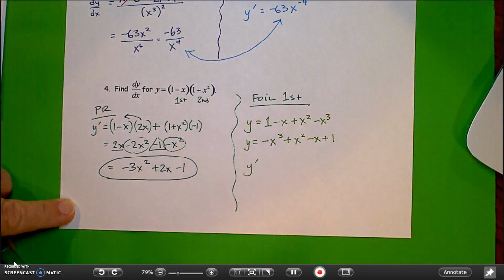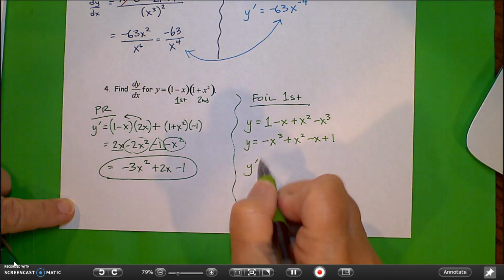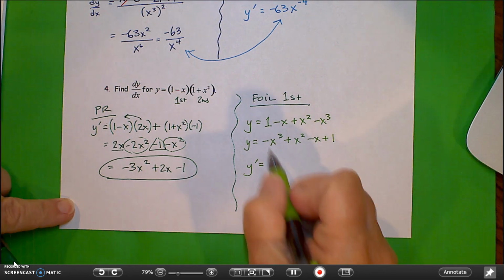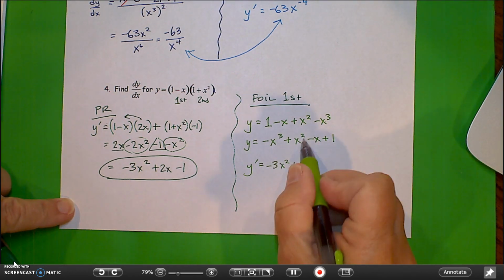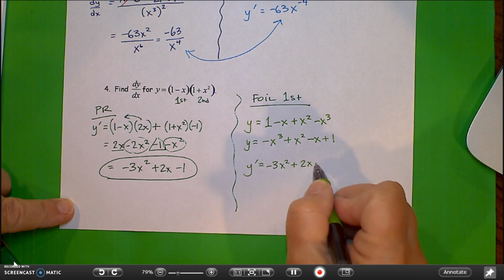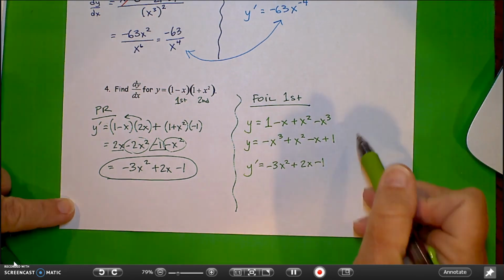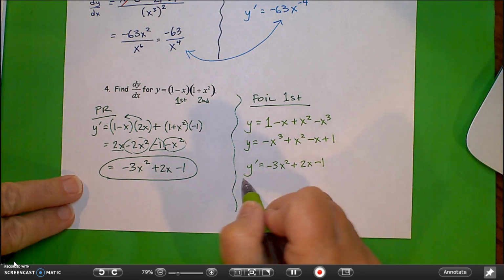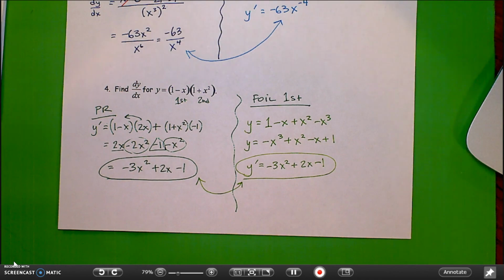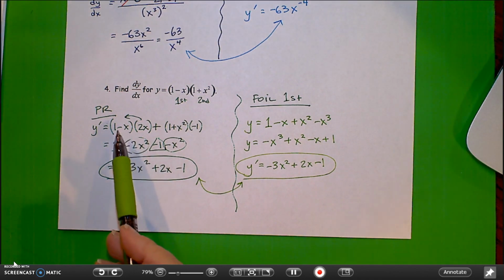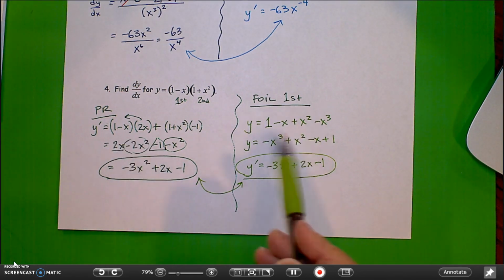And then I'll do y prime using just simply the power rule. This is going to be minus 3x squared. This one, 2x. This one, minus 1. Derivative of 1 is 0, so we don't have to show anything. And hopefully they match. They do. So either method, product rule or FOIL first and then use the power rule.